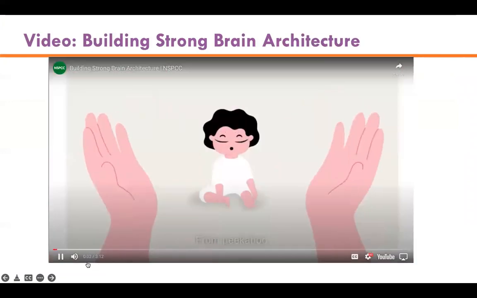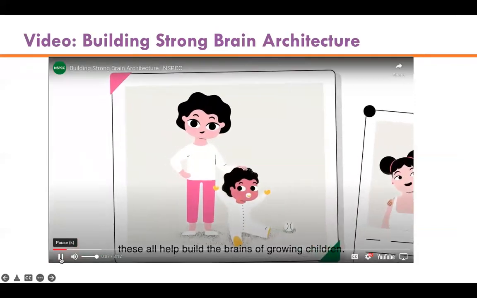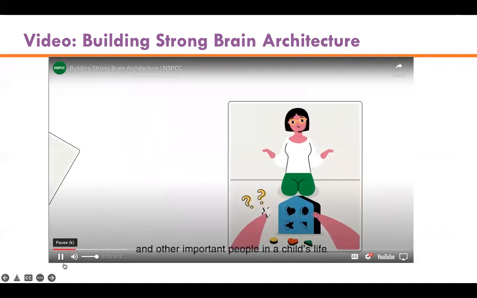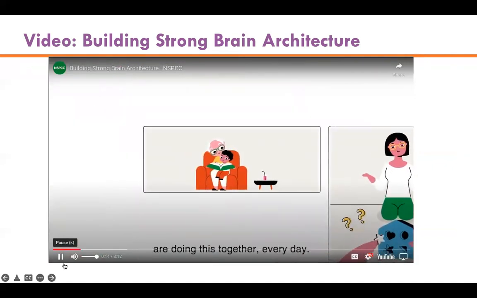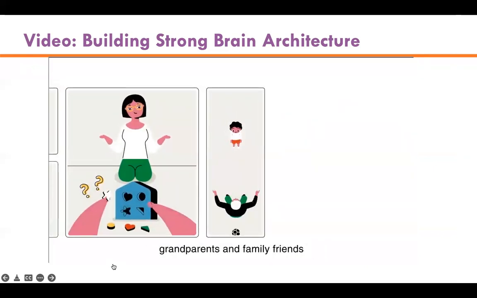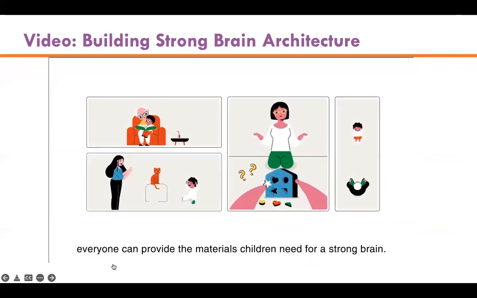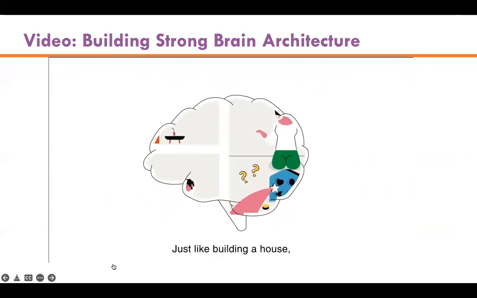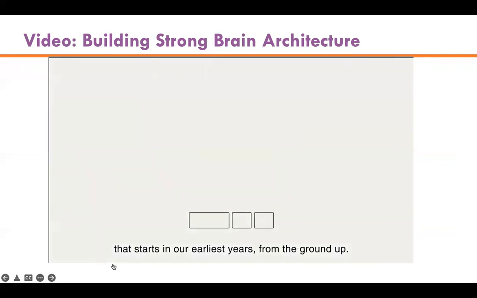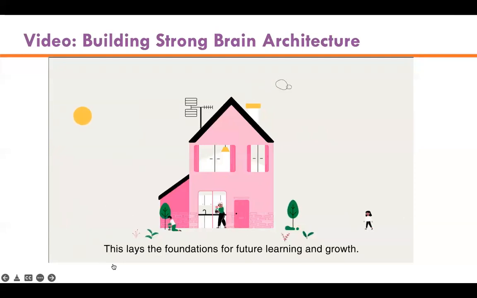From peekaboo to story time, these all help build the brains of growing children. Parents, caregivers, and other important people in a child's life are doing this together every day. People like nursery staff, health visitors, grandparents, and family friends. Everyone can provide the materials children need for a strong brain. Just like building a house, building a brain is an active process that starts in our earliest years, from the ground up. This lays the foundations for future learning and growth.